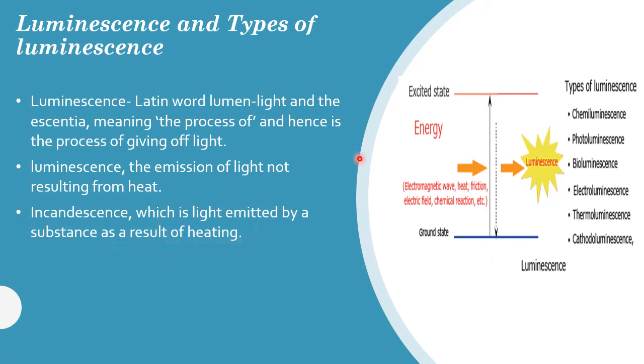This diagram clearly depicts that luminescence is the phenomenon whereby matter emits light of a specific wavelength without emitting heat, and returns to a ground state from an excited state after having absorbed external energy from an electromagnetic wave, heat, friction, electric field, or chemical reaction. This is known as luminescence.